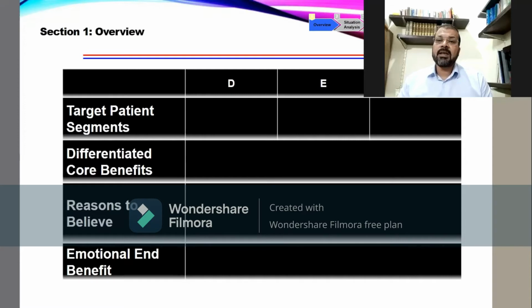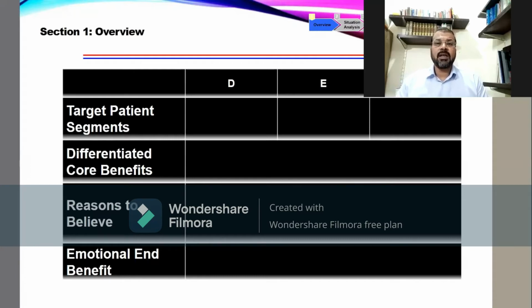Then reasons to believe: in pharmaceutical marketing, we cannot just use the superlative degree. Okay, this is the best quinolone or this is the best treatment for RTI. You should always have logical reasons behind it. You should have third-party references, which may include a study, a journal publication, its name mentioned in the book. So you try to highlight the logic, the reason, the third-party reference, why people should believe. Are you having enough evidence that this product or the claims which you are mentioning are true?